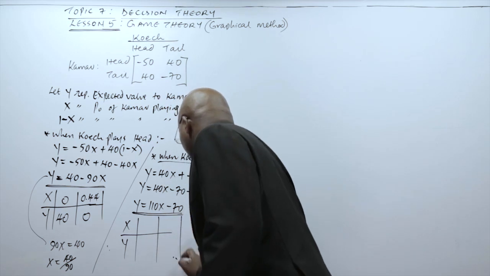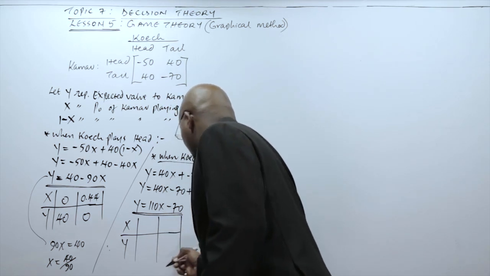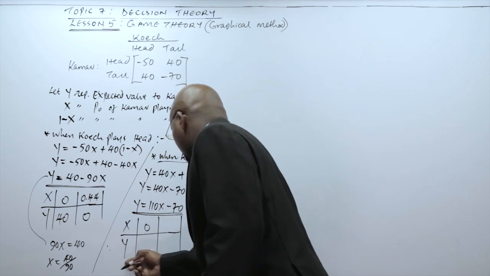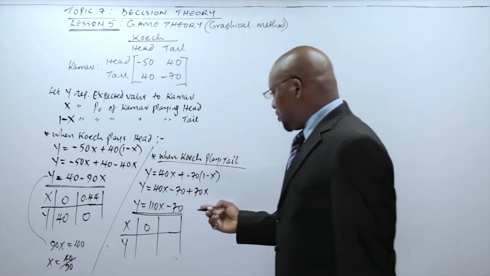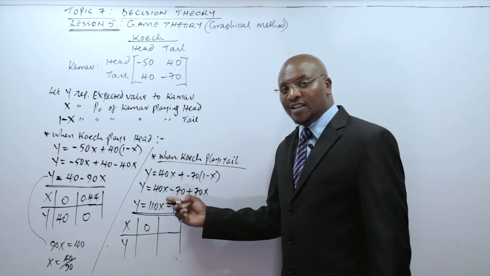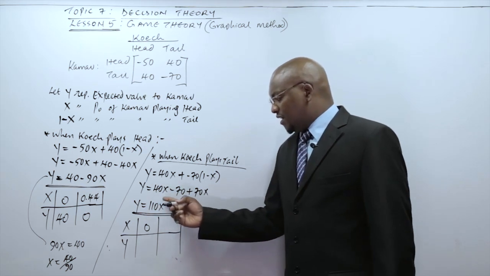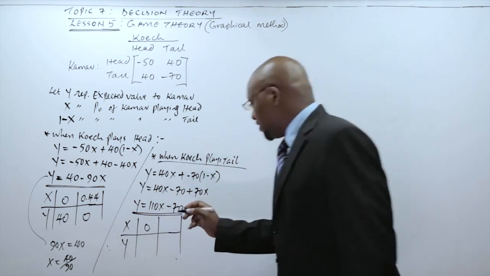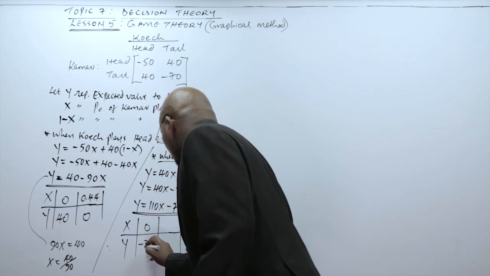So supposing x is 0. If we substitute 0 for x here, the whole of this becomes 0, and therefore y becomes minus 70. So this is going to be minus 70.